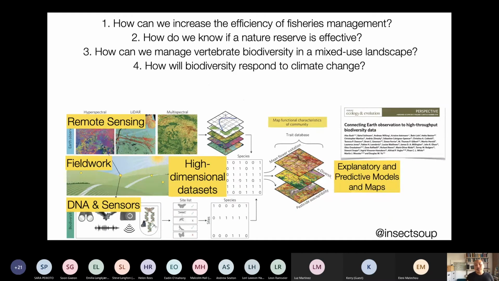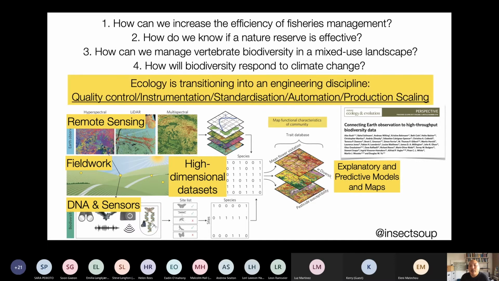Okay, so to sum up, 4 case studies. And I think what's going on here in ecology is that we're starting to see a convergence of technology, remote sensing, new kinds of data, right? Creating these high dimensional data sets that are allowing us to produce these more complex and powerful models. But I think the other lesson is that ecology is transitioning, right, away from being a basic science into something more like an engineering discipline, right?